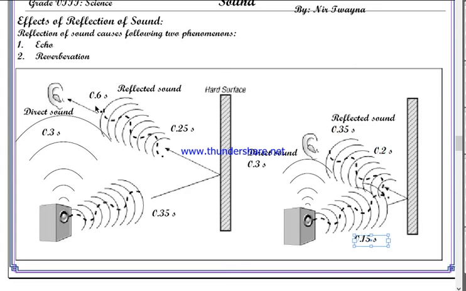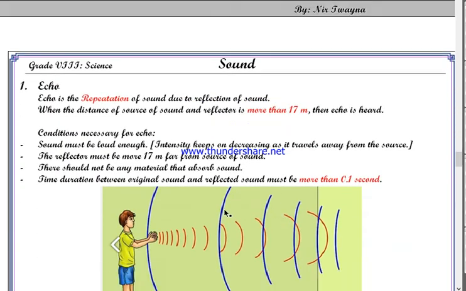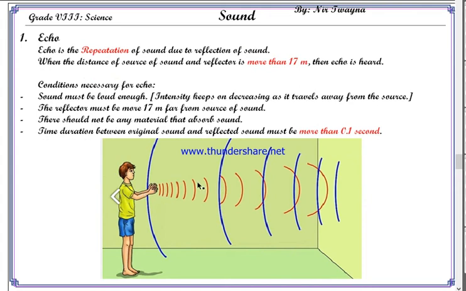Now it's okay. Here the time duration between direct sound and reflected sound is 0.3 second. But here the time duration between direct sound and reflected sound is 0.05 second, less than 0.1 second. So in this case you will not hear echo. In this case you will hear echo. That is all about echo. Any confusion?